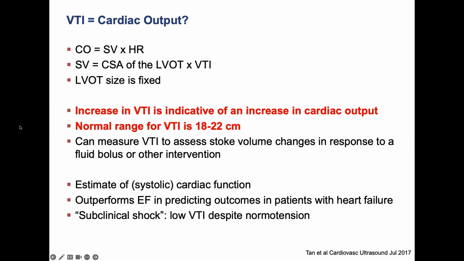So we can essentially measure the VTI to assess stroke volume changes in response to a fluid bolus. And there's good literature to show that the estimate of that LVOT VTI can be an estimate of systolic cardiac function, and that in patients with heart failure, it can actually outperform the ejection fraction in predicting outcomes. And then there's also this idea of subclinical shock. So do you have a patient who has a low VTI despite normotension, but they're kind of heading down that way of subclinical shock, and next you're going to have their lactate come up, and next you're going to start to see signs of poor perfusion.